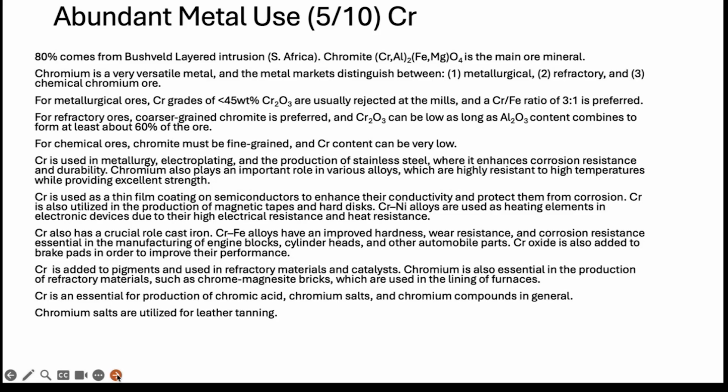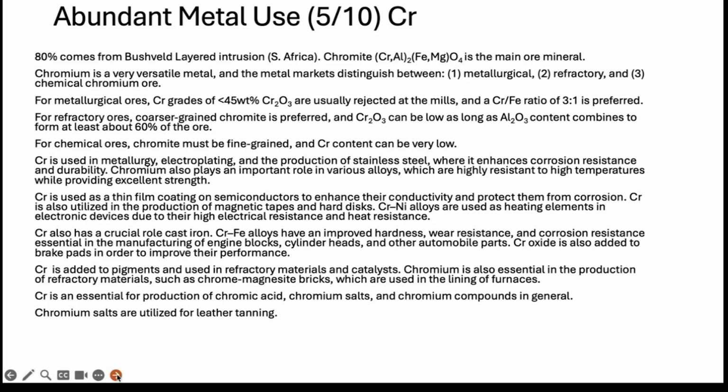Chrome iron alloys have improved hardness, wear resistance, and corrosion resistance, which makes them very useful in manufacturing engine blocks, cylinder heads, and other automobile parts, and chrome is also added to brake pads to improve their performance. Added to pigments, used in refractory materials and catalysts.